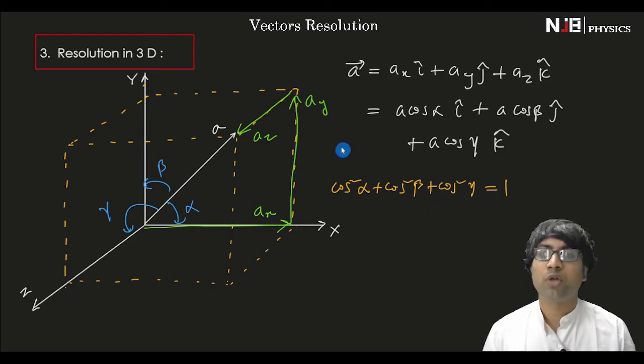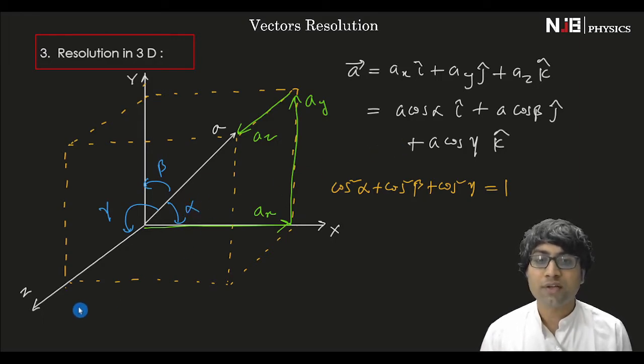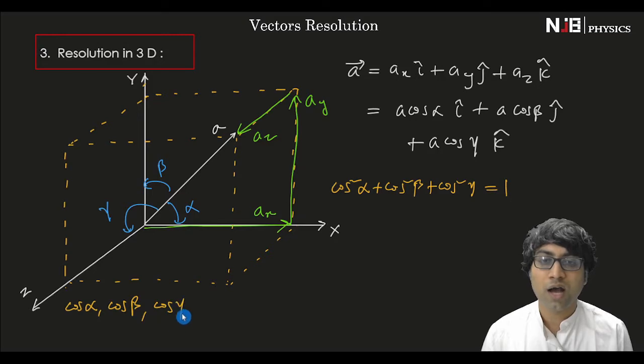As far as the terminology is concerned, a cos alpha, a cos beta and a cos gamma are the x component, y component and z component of the vector in the x, y and z directions respectively. Alpha, beta and gamma are the angles made by this vector with the x, y and z axes respectively. And what are cos alpha, cos beta and cos gamma? It is important that they are called direction cosines.